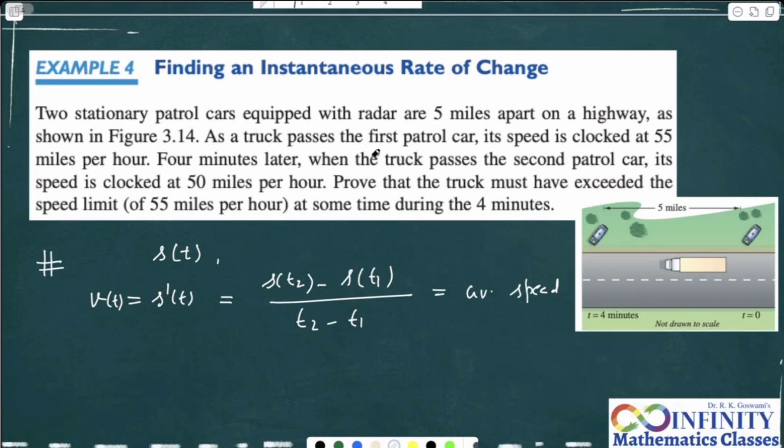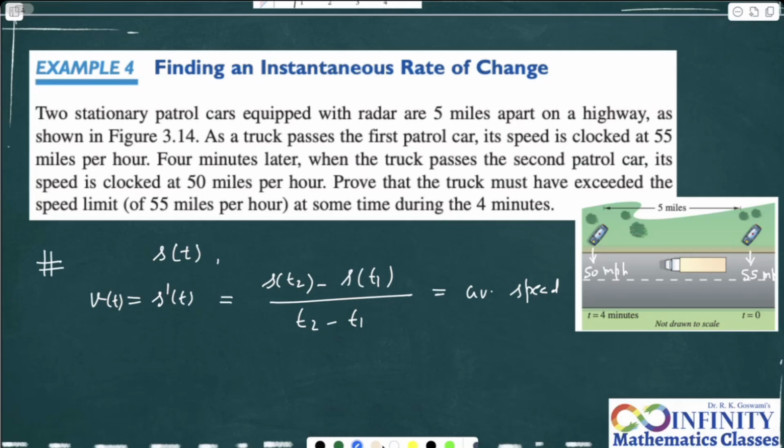A truck passes the first patrol car. Its speed is logged at 55 miles per hour, mph, moving in this direction. 4 minutes later, the truck passes the second car. Its speed is clocked at 50 miles per hour. Prove that the truck must have exceeded the limit of 55 at some time during the 4 minutes.